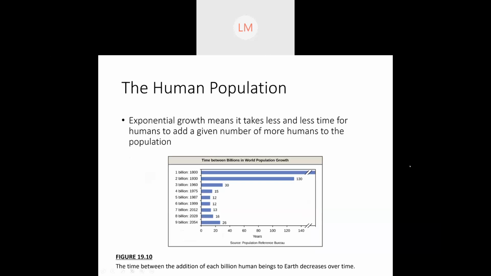As we grow, it takes less and less time for us to add another billion humans to the planet, right? The first billion took a really long time. The second billion only took about 130 years. The third billion took about 30 years. 15 years later, we hit 4 billion. 12 years later, we hit 5. 12 years later, we hit 6. 13 years later, we hit 7 billion, right? And it's estimated that we'll hit 8 billion and 9 billion as well. So as we are increasing in this population, we're adding more and more humans, and it takes less and less time for us to add another billion humans to the planet.